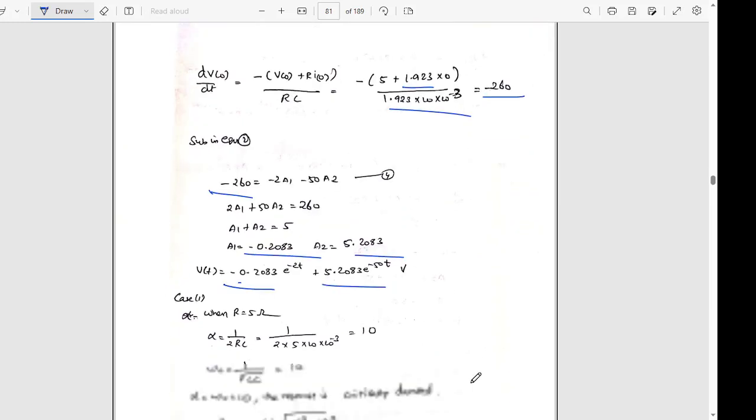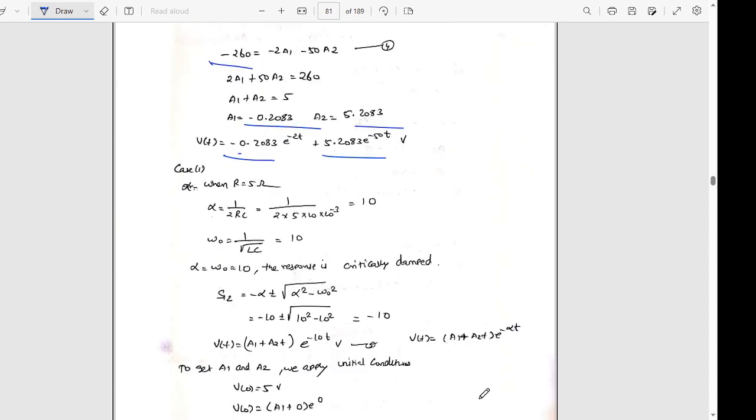Next case, only the resistor value changes. So the formula is the same, alpha equal to 1 by 2RC, omega naught equal to 1 by root LC. So alpha is 10 and omega naught is 10. In this case both are the same. We call it critically damped. For critically damped, what is the formula?